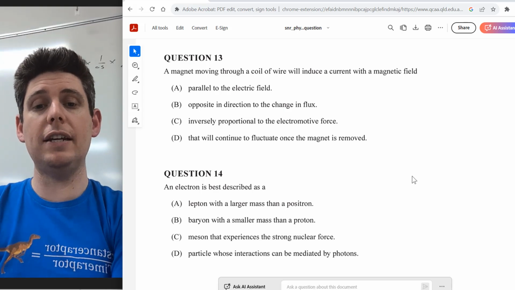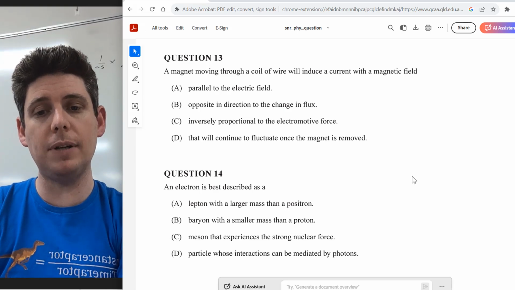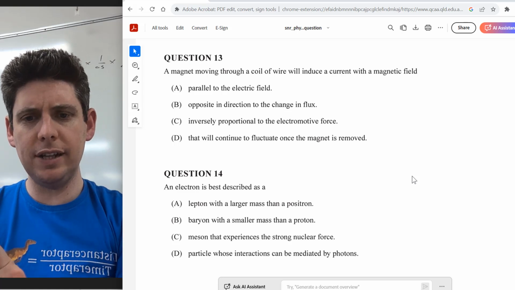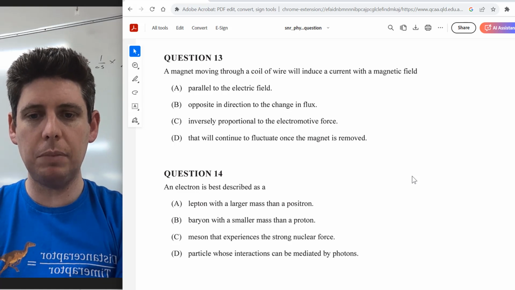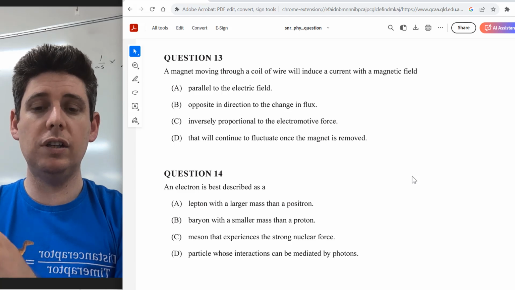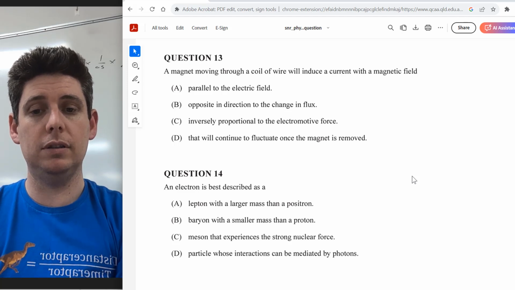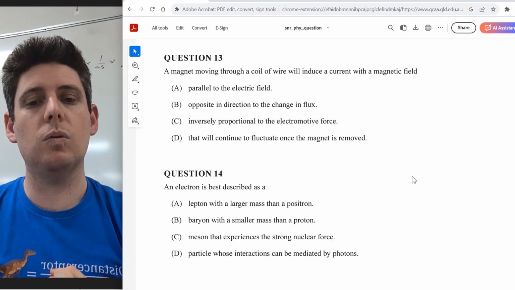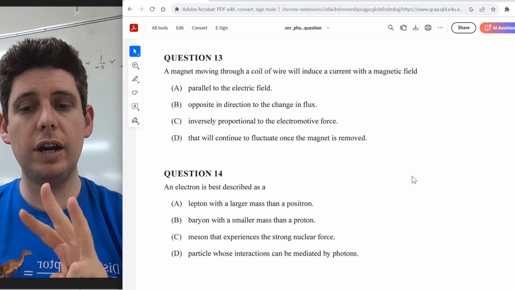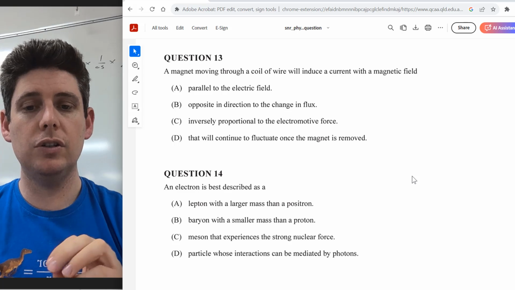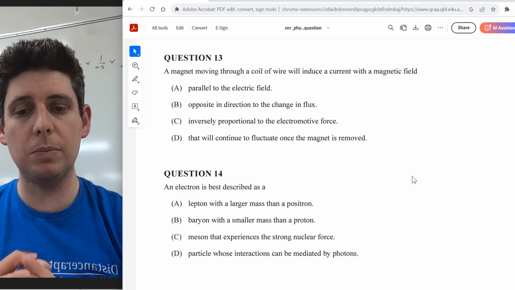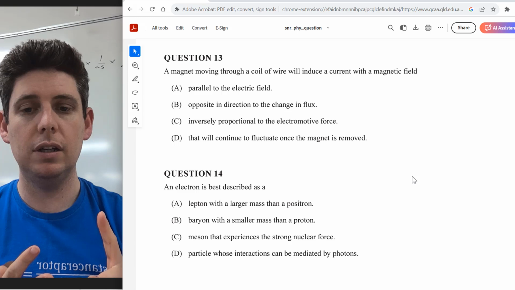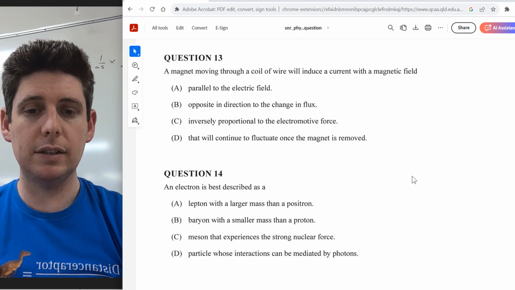Okay, question 14. An electron is best described as, okay, so you can see A, B, C has lepton, baryon, meson. So an electron is a lepton. Baryon is 3 quarks, meson is 2, so it can't be B or C because it's not a baryon, it's not a meson, so it's going to be A or D.